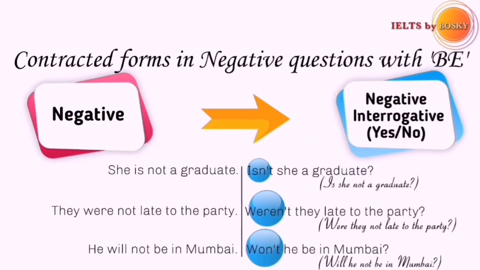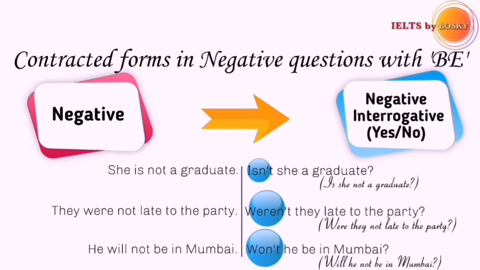Okay, so far we have seen how to form negative sentences from simple sentences and simple yes-no questions from simple statements. Now time to focus on how to form negative interrogative statements from negative sentences. Negative questions with be are also formed by shifting the be word to the front. The example says she is not a graduate and the negative yes-no says isn't she a graduate.